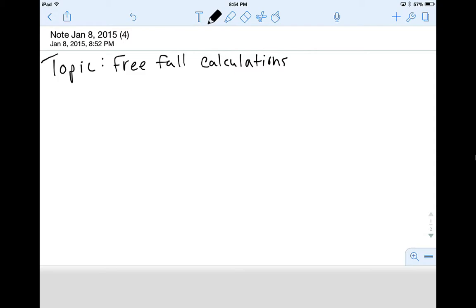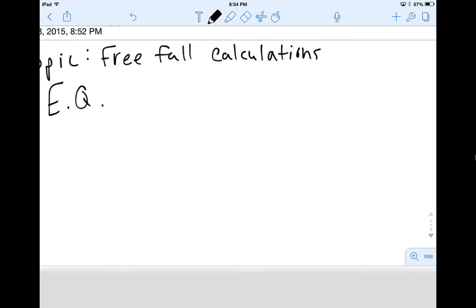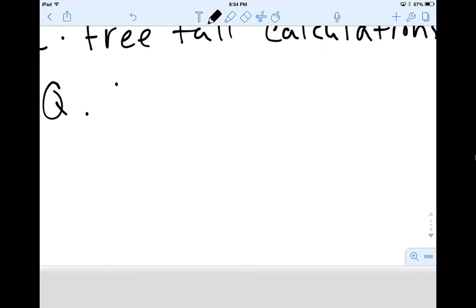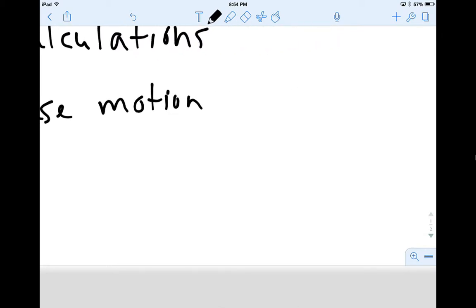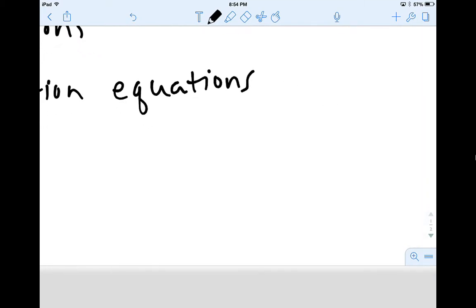The first type is going to use motion equations. Well, first off, let's do an essential question, since you guys are doing Cornell notes. The essential question here is how can I use motion equations? These are the equations that we learned back in the acceleration unit.